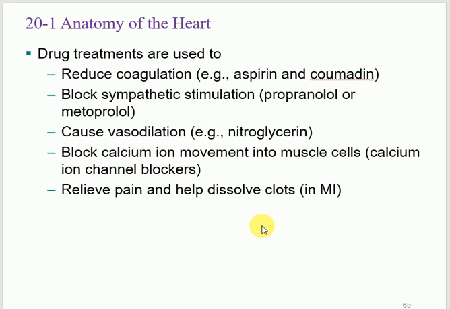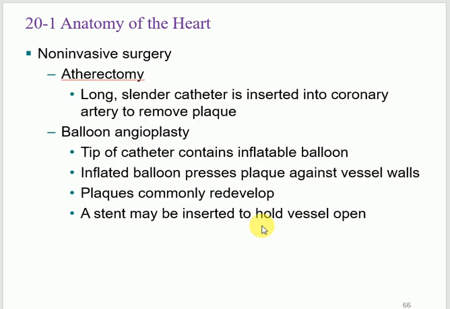There are other surgeries that can be done. Atherectomy. What's atherectomy? What does atherosclerosis mean? Fat in the wall, right? Atherosclerosis: athero translates to fat. That's it. Athero is fat. Sclerosis, the wall is rigid and thick. Why is it rigid and thick? Because of the fat. This is atherosclerosis.